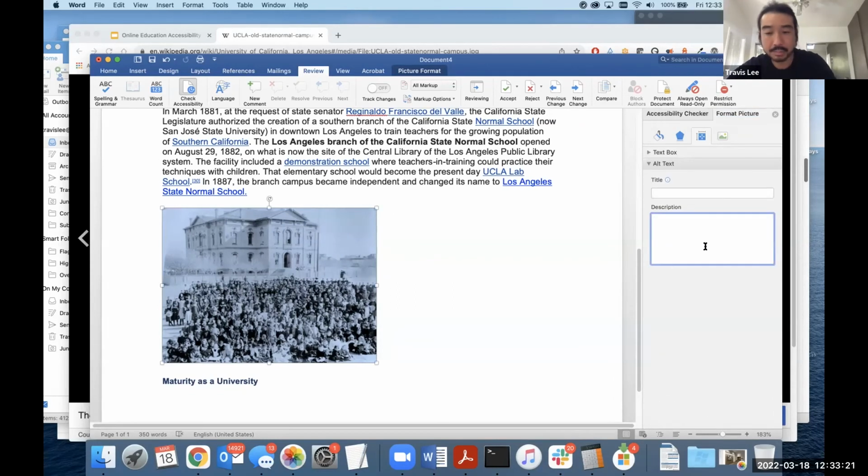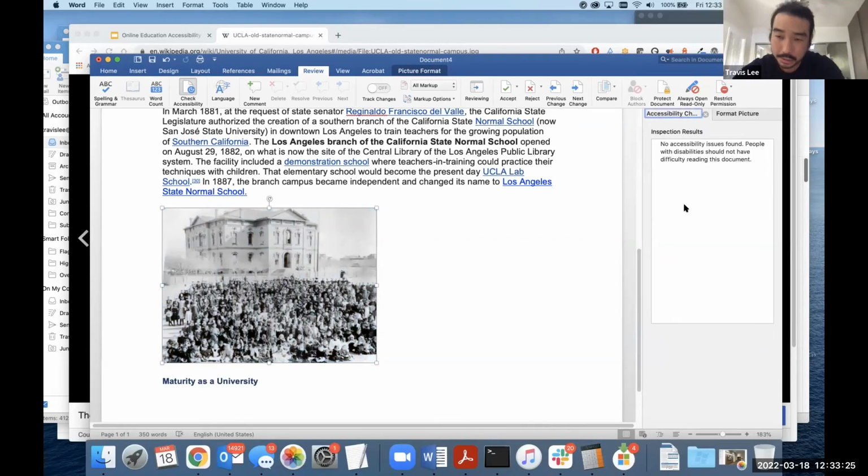So in this case, we're going to paste this alt text back in here, and then we can go back to the accessibility checker. And now there are no accessibility issues. And you know your document is ready for export to PDF, or you want to upload it to the learning management system. I know a lot of people export to PDF.